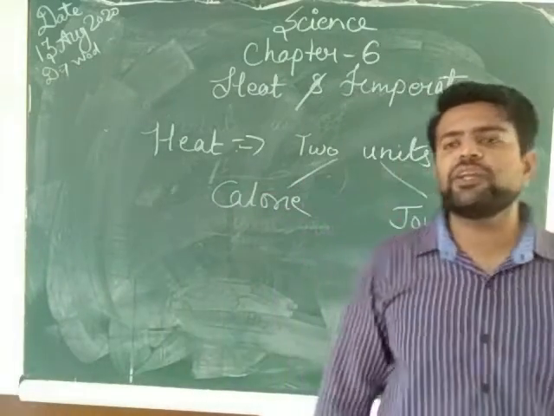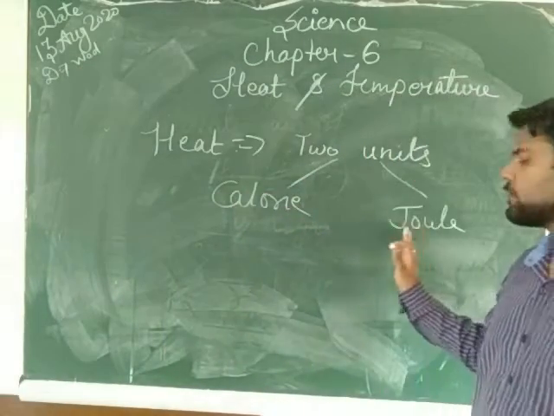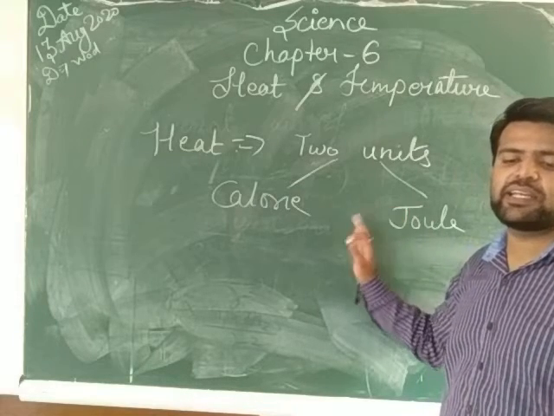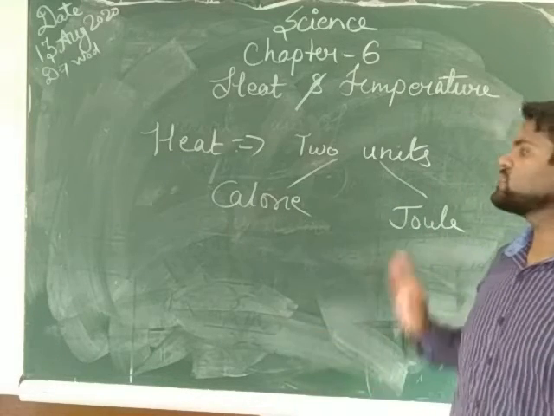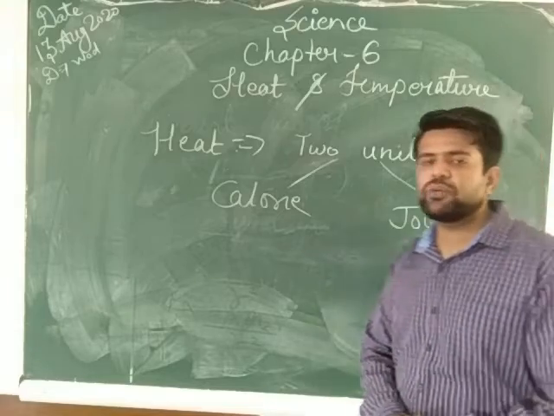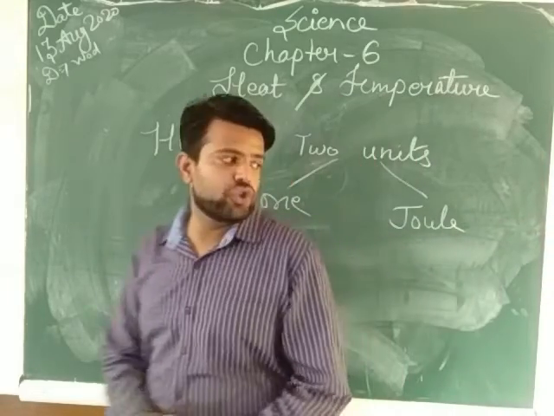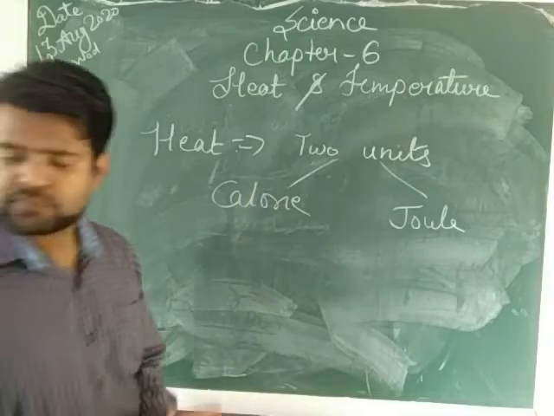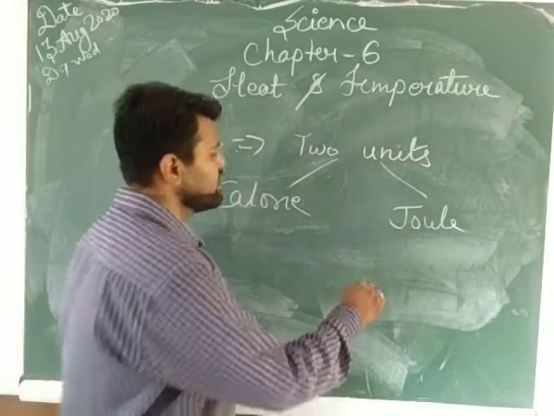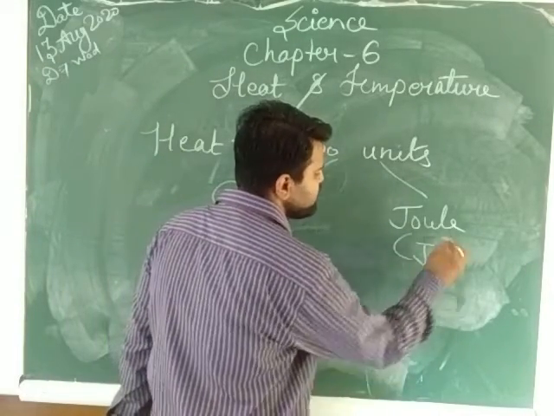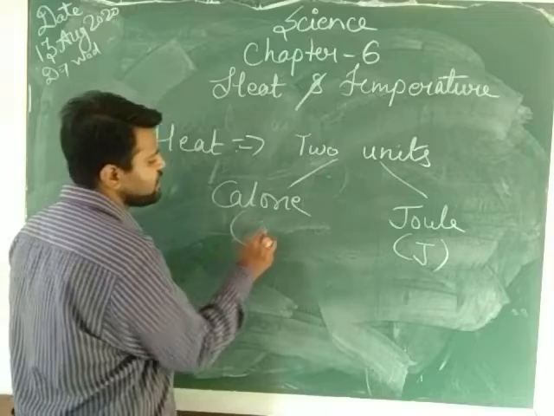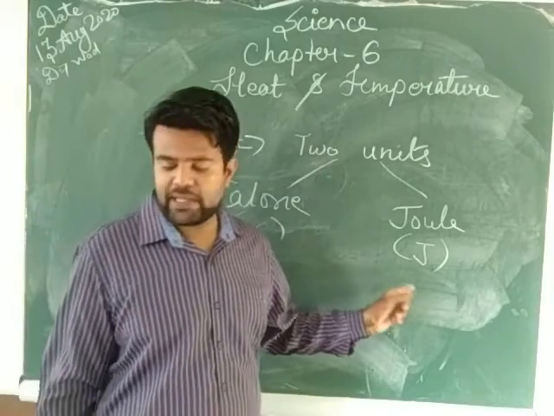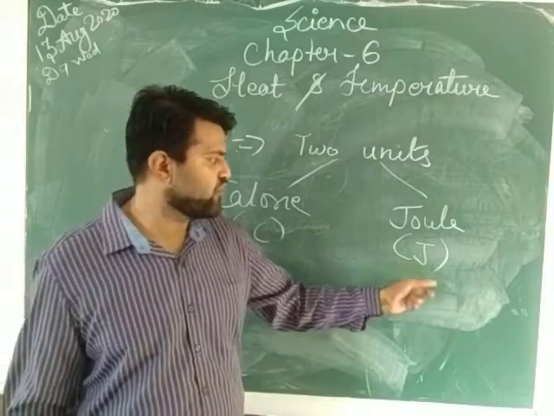But the standard unit to measure heat is the joule. What is the standard unit to measure heat? The standard unit to measure heat is the joule. Got this? The calorie is represented by the symbol C, and the joule is represented by the unit J.